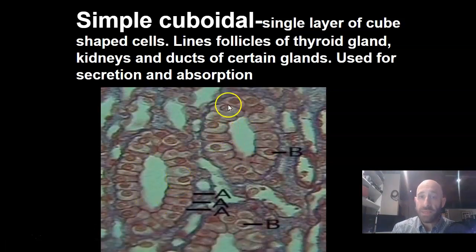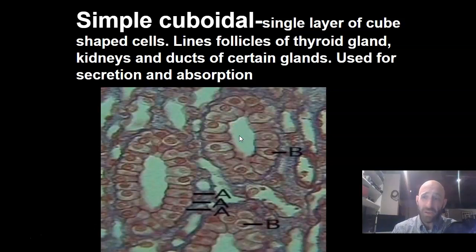So what ends up happening is these cells produce a secretion. It could be something like a hormone. It could be something like sweat, like I said before, but they are going to secrete what they produce into these openings. So basically, you're going to find these in follicles of the thyroid gland, in your kidneys, and in certain glands. And they are used for secretion and absorption. So in some places, they're for secreting substances that are going to go into the body. Like, for example, your adrenal glands are going to look like this. And then these cells would produce adrenaline, and they would go into these tubes, and that would carry it to where it needs to go.